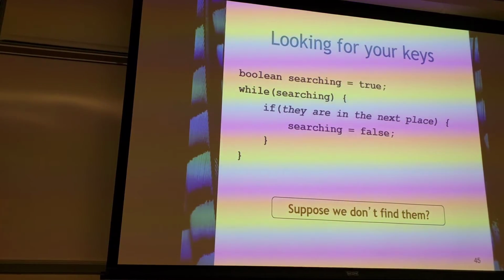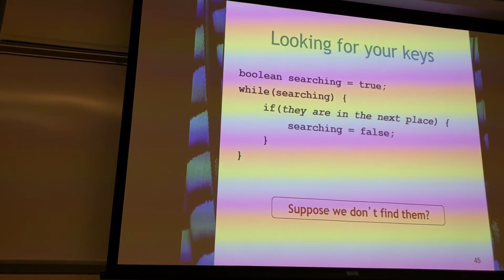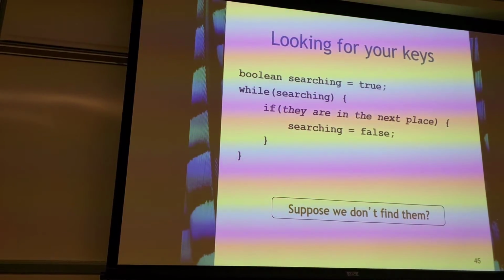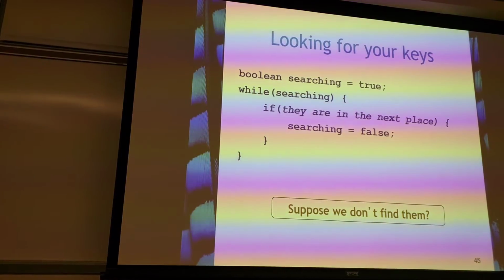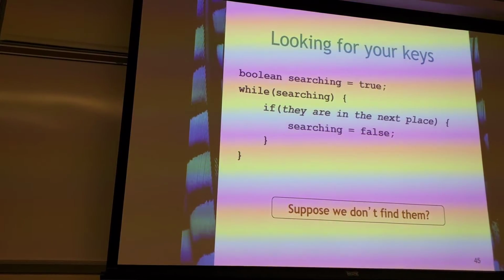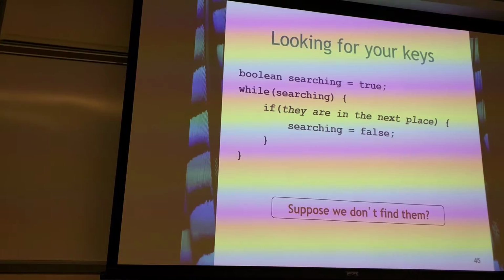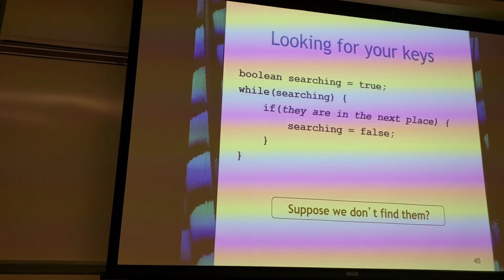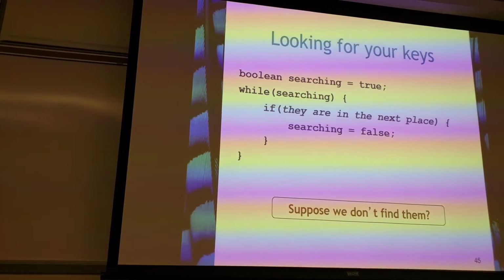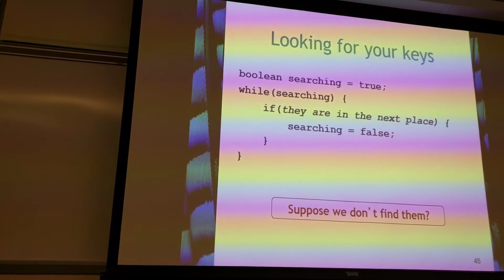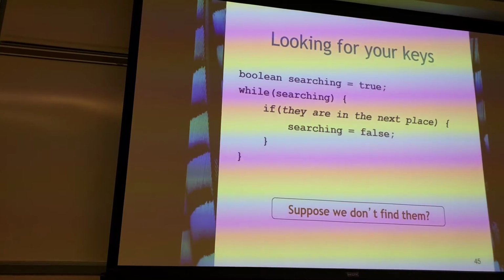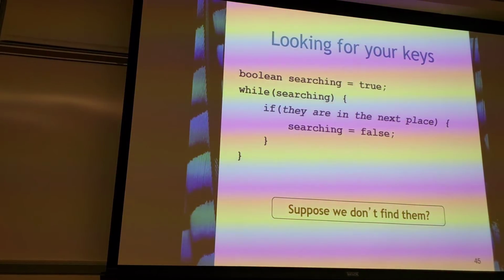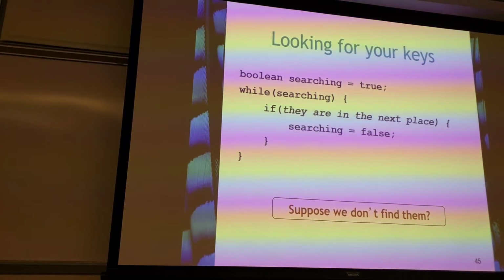This is what it would look like actually in Java. I have a variable searching. It's a Boolean I set to true. So while I'm searching, if they're in the right place, searching equals false. One of the things you deal with when you're doing a search is what if we don't find it? So in this case, this loop would run forever, right? If the keys just don't exist, then you're gonna go through this forever, because the only time you say I'm done searching is when I find it.